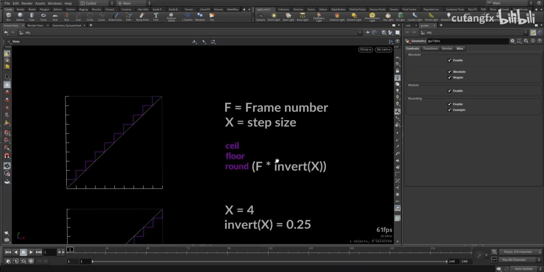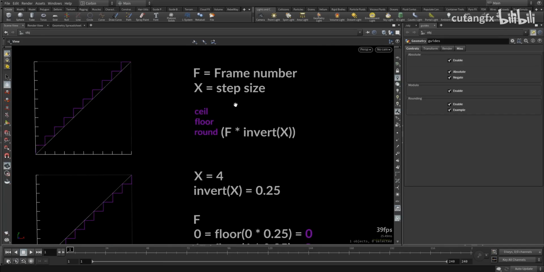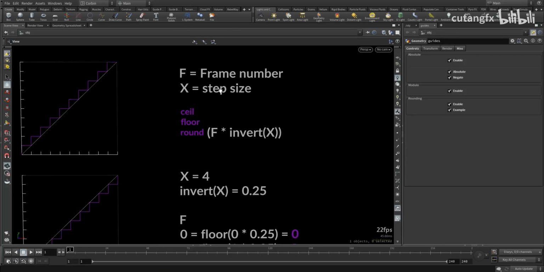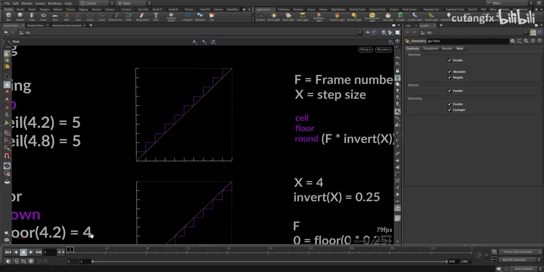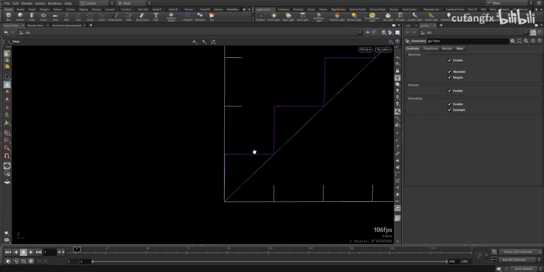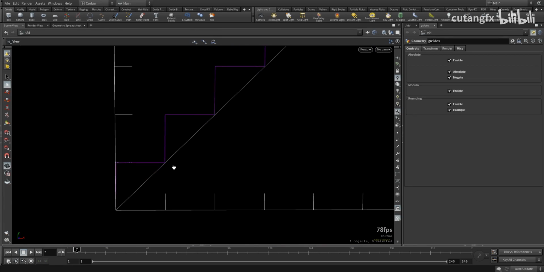But here we want to be able to define the step size and say, well, maybe I want it to hold for 5 frames before changing. Okay. So what we do is we take the step size that we want, but we need to get the inverse amount of that step size and then multiply that by F. Because ultimately what we're trying to do is take our frame number and make it fit within this single step size. Okay, so let's say I wanted to have my step size be 5 frames.